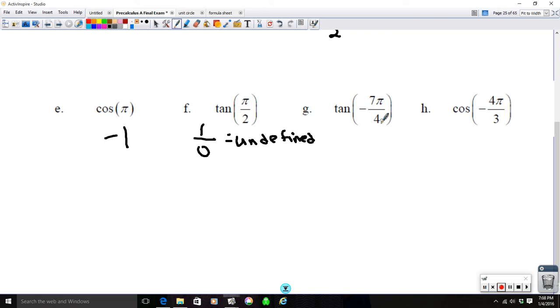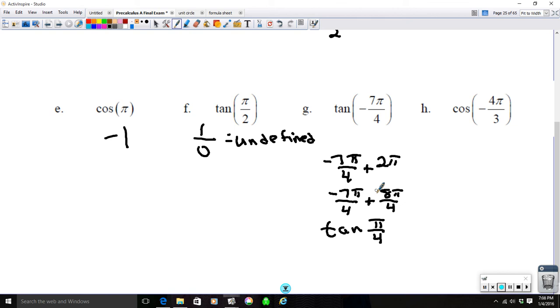Tangent of negative 7 pi over 4. So negative 7 pi over 4 does not show up in the unit circle. So I'm going to take negative 7 pi over 4 and add 2 pi to that to find something within the unit circle. So this is really negative 7 pi over 4 plus 8 pi over 4, because 8 pi over 4, you need the common denominator, is 2 pi. So this is going to become, actually, they're asking for tangent of pi over 4.